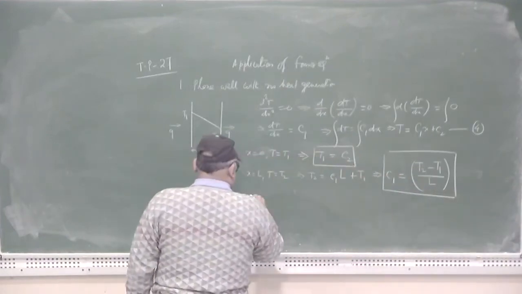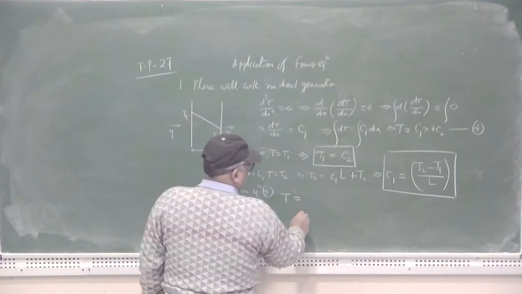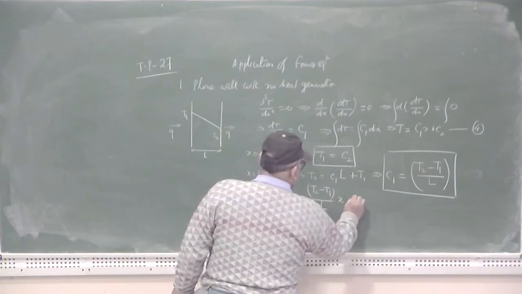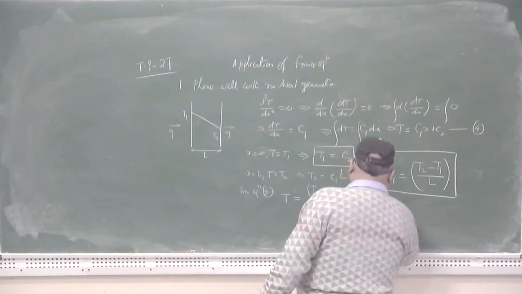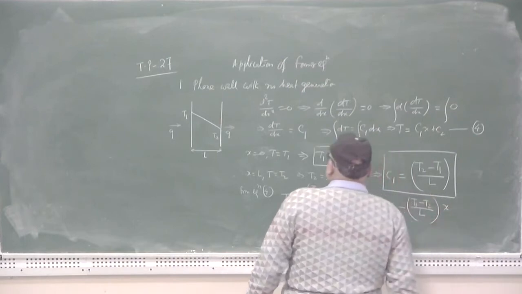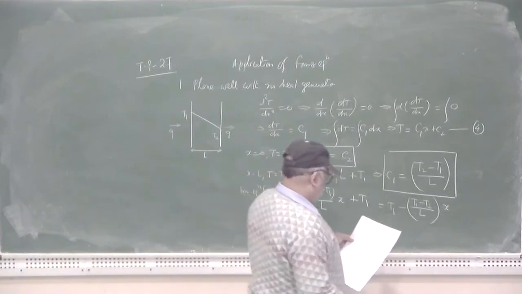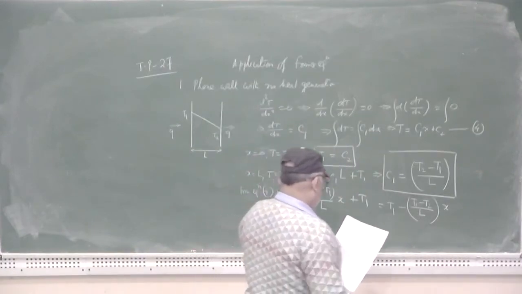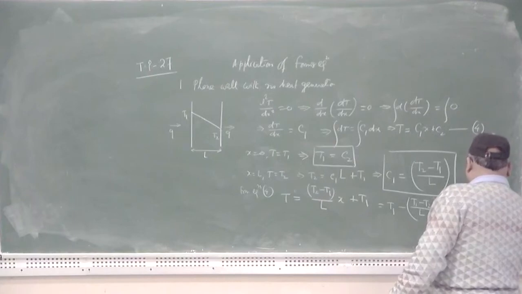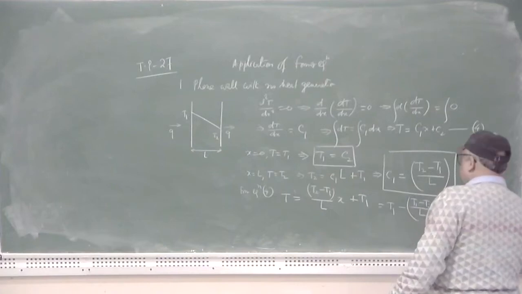So, from equation number 4, the temperature profile has the expression T is equal to (T2 minus T1) by L into x plus T1, that can be written as T1 minus (T1 minus T2) divided by L into x. So, this is the expression for the temperature profile.